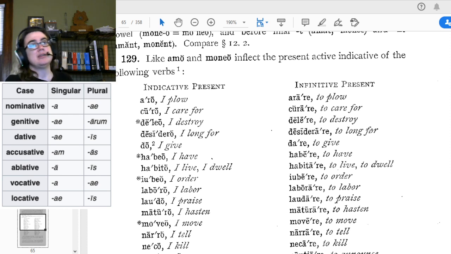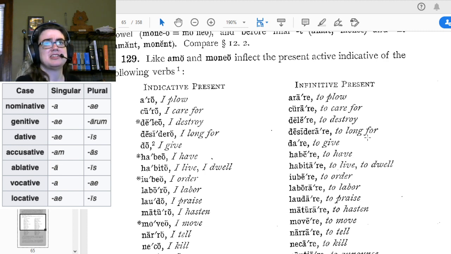Anyway. Deleo, deles, delet, delemus, deletis, delent. Do, das, dat, damus, datis, dant. Habeo, habes, habet, habemus, habetis, habent. Habito, habitas, habitat, habitamus, habitatis, habitant. Just because it's long, it's a little harder to say.